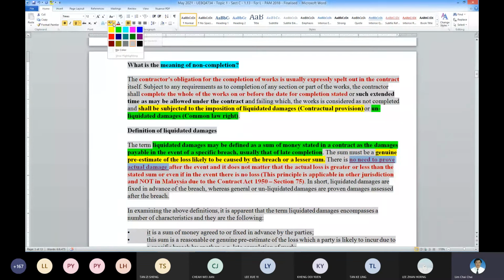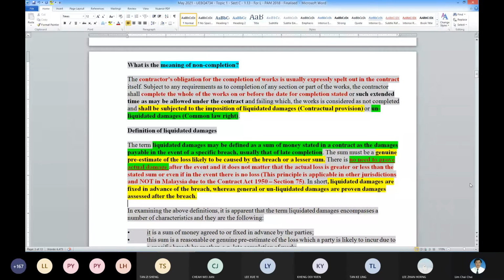But in Malaysia, this is not so true. Okay, so this principle is applicable in other jurisdictions and not in Malaysia due to the Contract Act 1950 Section 75, which we're going to cover more later. So LD is something evaluated or fixed in advance. That is the common understanding concept.